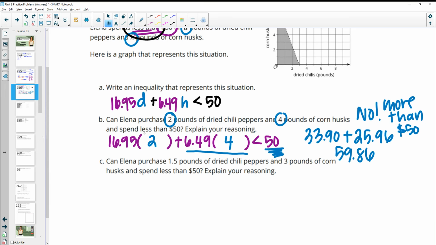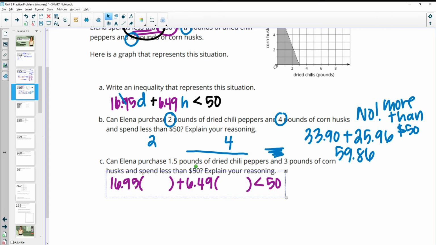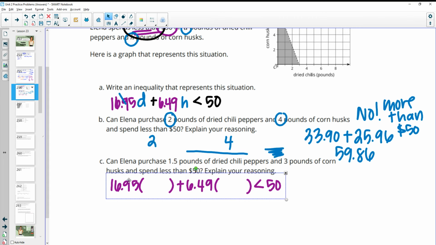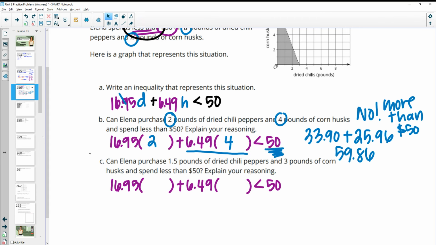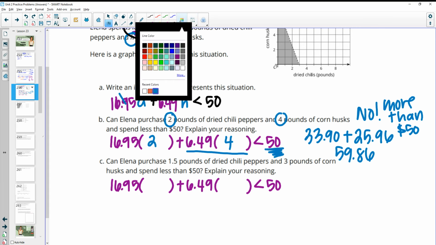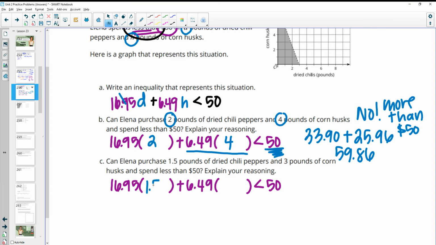Then the next one asks us a different set of things that she can buy. So let me just pull this down here. And so this time it's asking us if she can purchase 1.5 pounds of chili peppers and if she can purchase 3 pounds of corn husks. So now we'll do $16.95 times 1.5 pounds. So she's going to spend $25.425. So we'll just round it up to 43 cents.